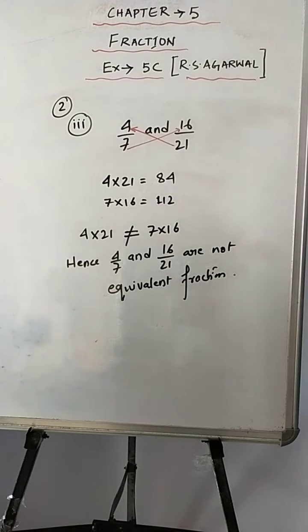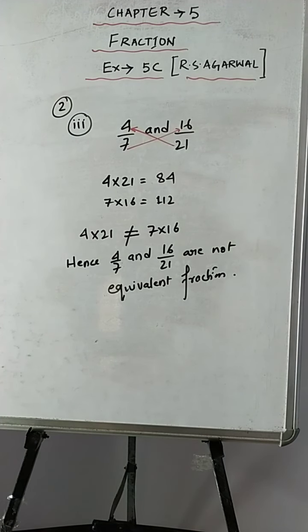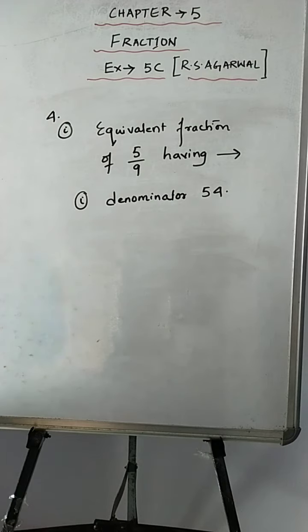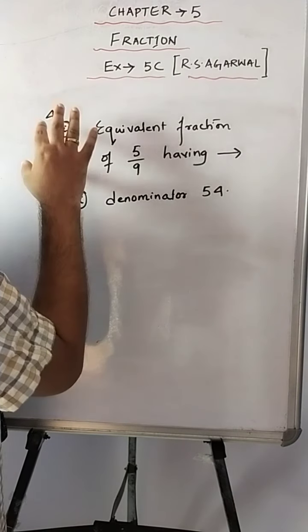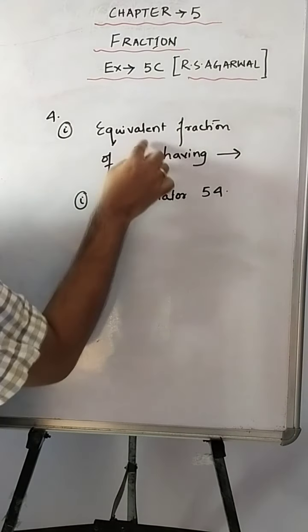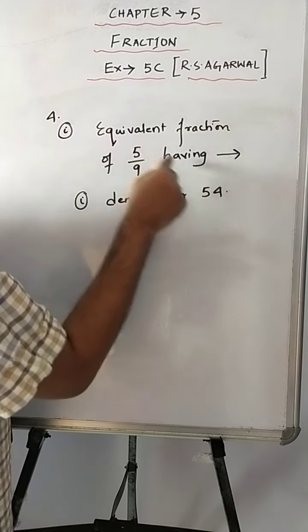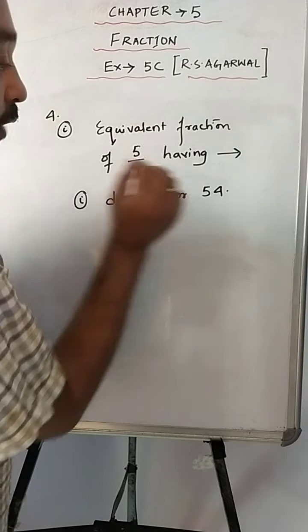Okay, so this is the solution of sum number 3. Now let's move on to the next sum, that is sum number 1 of question number 4. What do we have? We have to find the equivalent fraction of 5 by 9 having denominator 54.